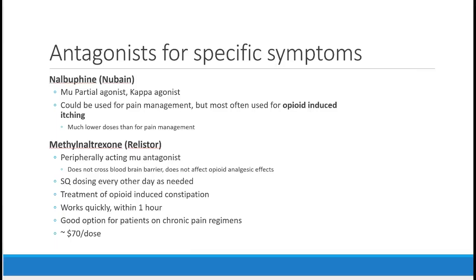A drug you might see in your practice, especially on the inpatient side, is nalbuphine or Nubain. Nubain is a mu receptor partial agonist and also is a kappa agonist. So it has some opiate effects, but also works on some different receptors as well. We don't really use this for pain management. You could, but really what we use this more for in the acute phase is opioid-induced itching. So in the perioperative phase, if they're getting some itching because of the opioids they've been given, this is a medication that can prevent that.